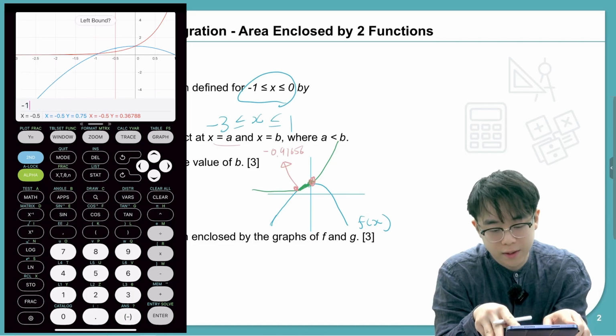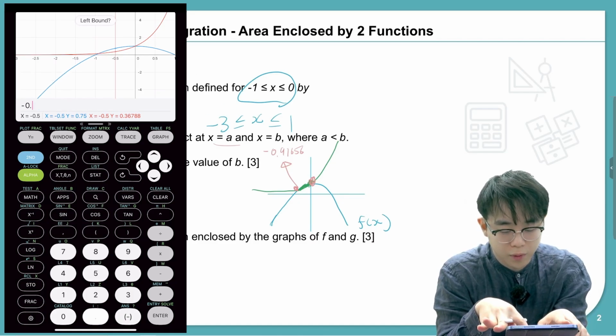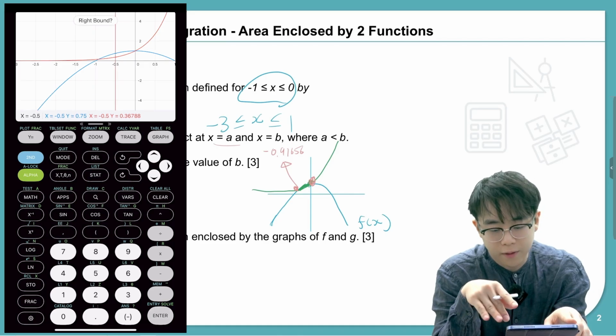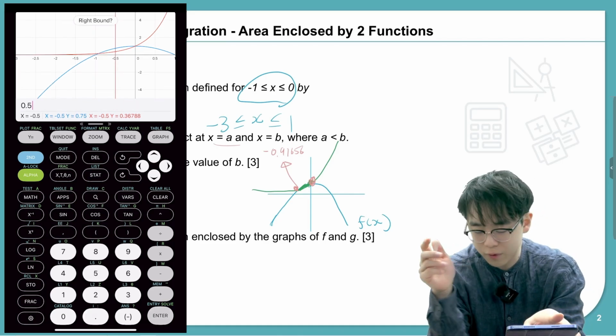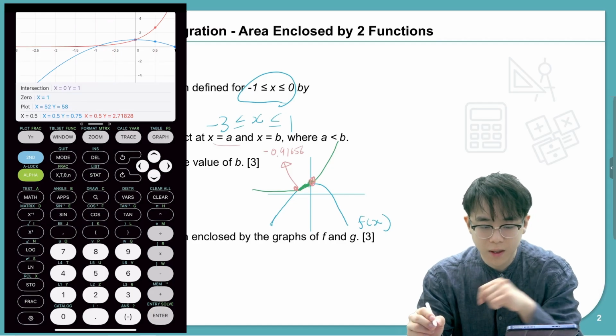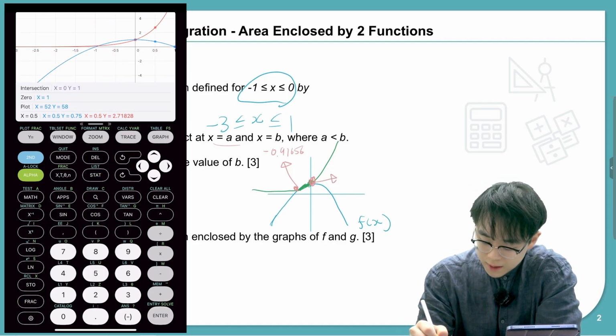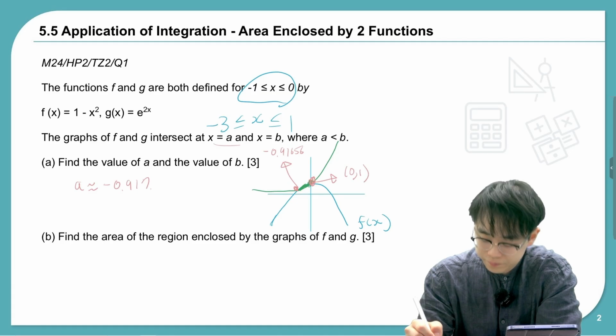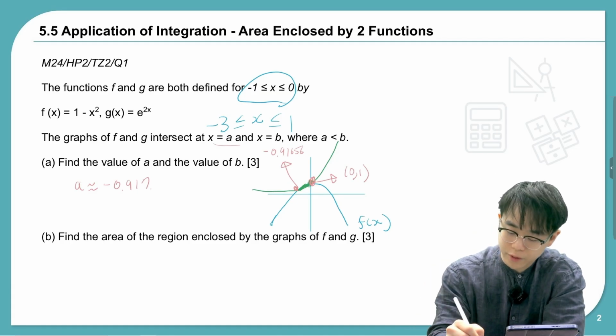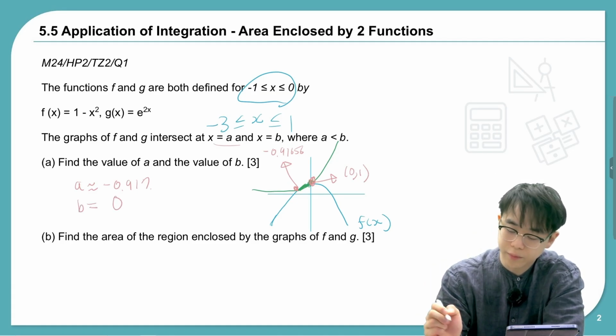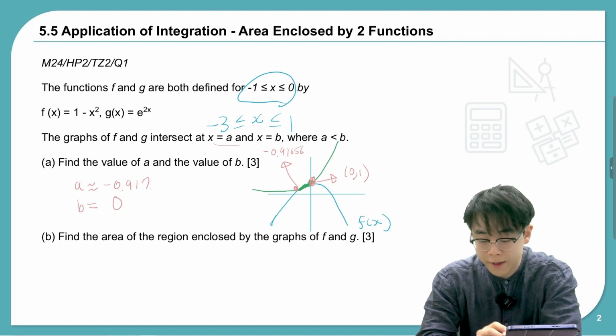And for b, we can find the other intersection. So if the left bound is like, say, -0.5, and if our right bound is 0.5, we would have our intersection. And that seems to be exactly at 0, 1. So when x is 0, our b is going to be 0. So this will be our value of a and b.